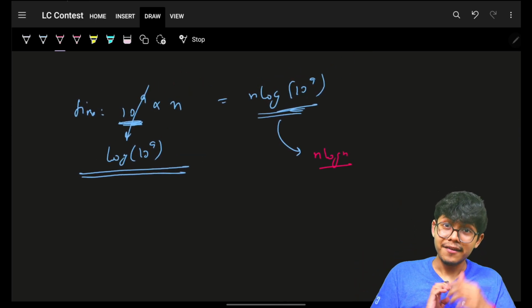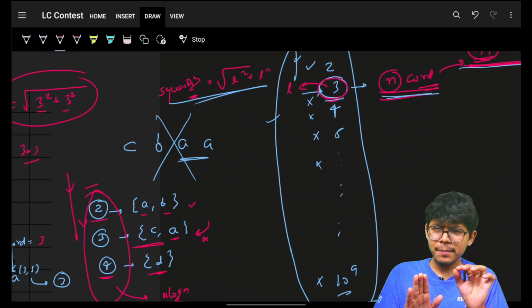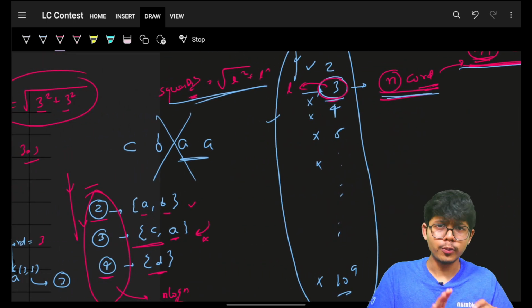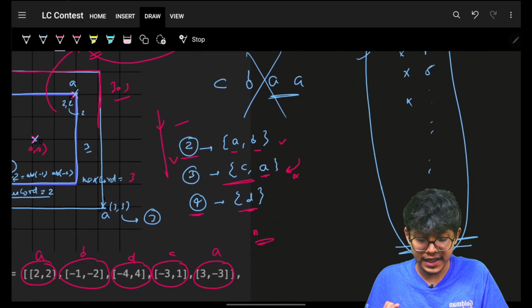But still, we can improvise it. And in fact, that's a bit tricky. It can be asked as a follow-up question. It's a bit tricky how you can improvise this to an O of n algorithm.